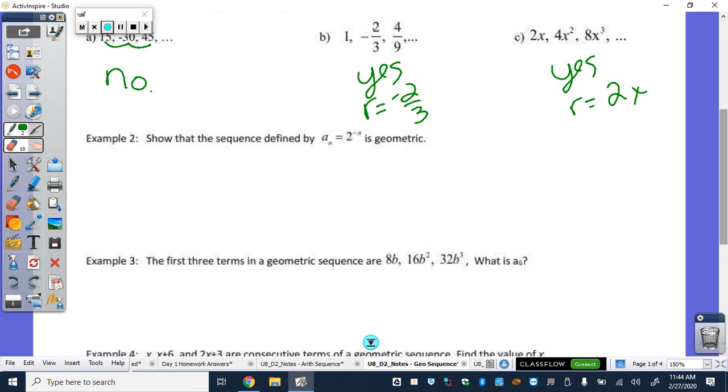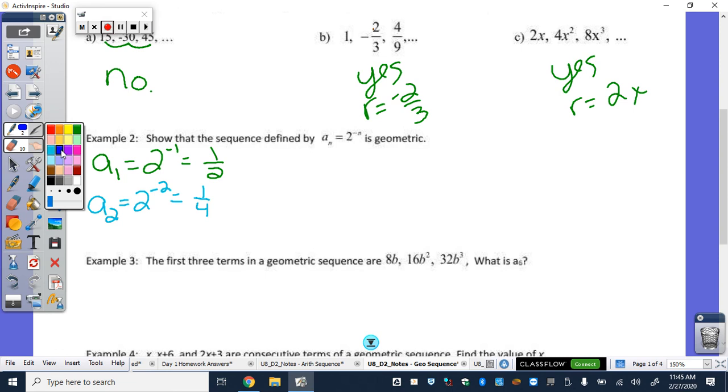So example 2, show that the sequence defined by a sub n is 2 to the negative n is in fact geometric. So what we're going to want to do is figure out the first few terms of this sequence. So we'll figure out the first term, which would be 2 to the negative 1 based on my formula there, which equals what? 1/2 here. My second term would be 2 to the negative 2, which would be what? 1/4. And then our third term, 2 to the negative 3, which is 1/8.